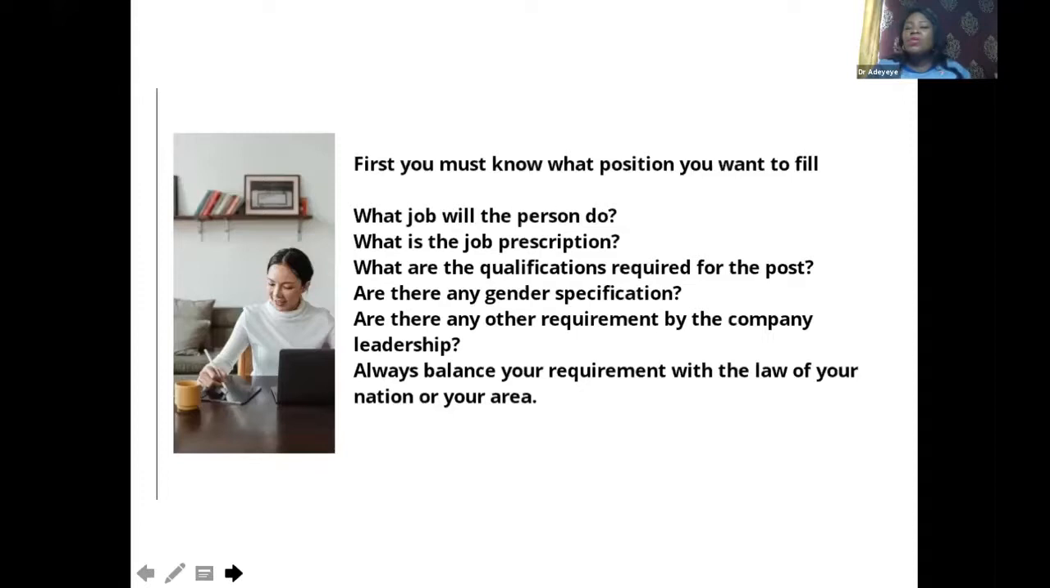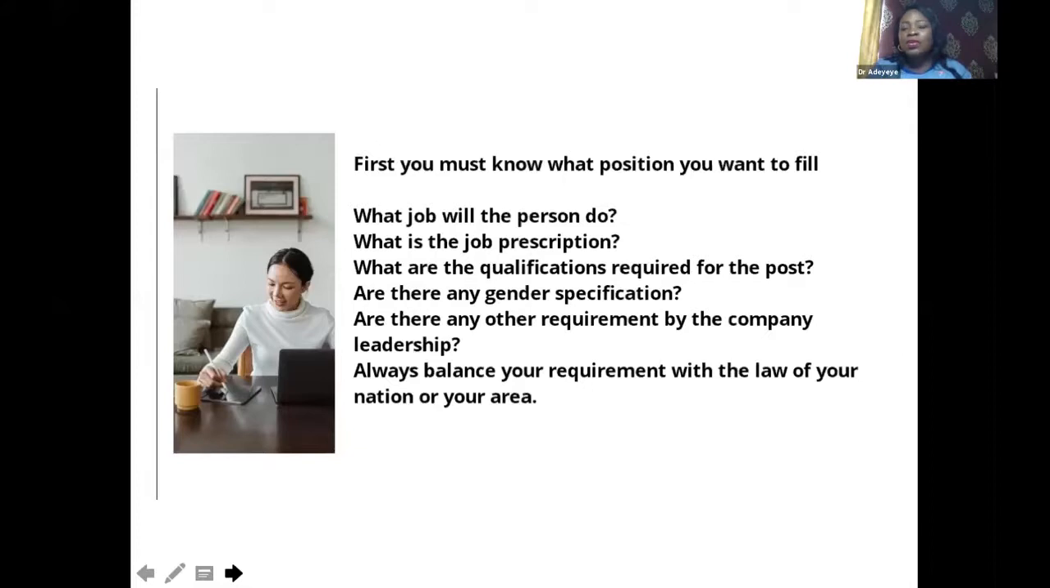Then what is the job prescription? Sorry, it's supposed to be description, not prescription. What is the job description? I apologize for that error. So it's job description, not job prescription. Maybe because I'm a doctor, prescription just finds a way to enter into my slide, but it's okay. So it's not prescription, it's job description. Okay, you know, for sure, JD.